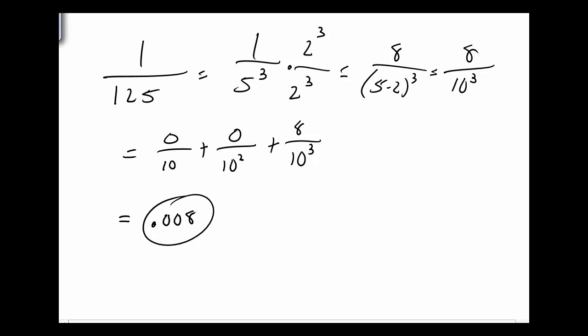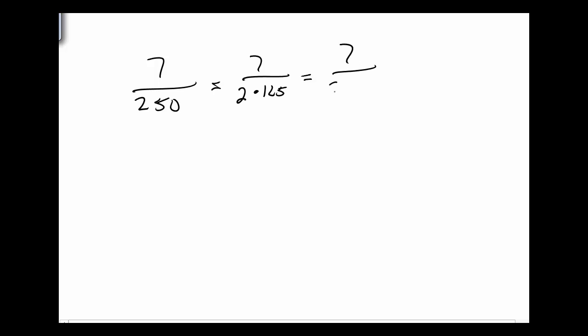All right, let's look at one more example. Let's do 7 over 250. So I need to first figure out how I can break up 250. Well, 250 is 2 times 125, and 125 is 5 cubed. So if I had 2 cubed and 5 cubed, I could have my 10 cubed. So I just need to multiply by whatever is going to make that 2 into 2 cubed. So I'm going to multiply by 2 squared.